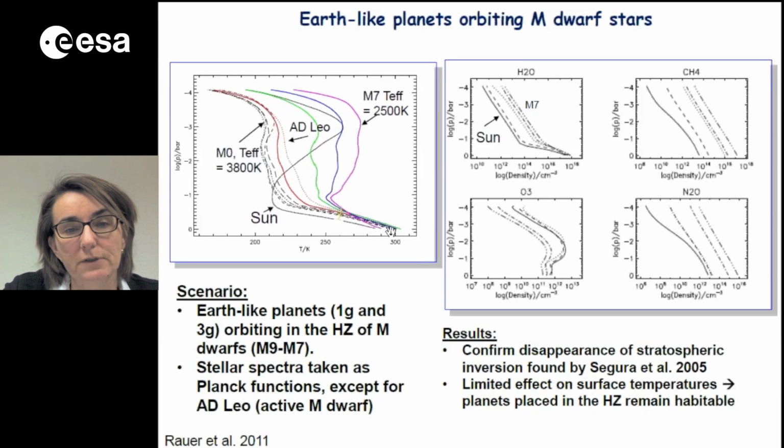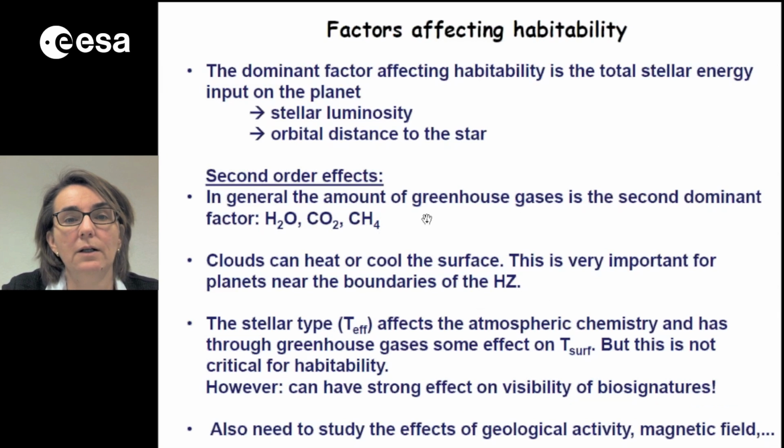However, when we look at the surface temperature, we find that the surface temperatures vary a lot, but they are always in the habitable range. That means if you place the Earth in the habitable zone around an M dwarf star, the temperature might be different. It may be 10, 20 degrees hotter than it is on Earth today. So on Earth it would be a catastrophe for sure, but in general it would not inhibit the development of life. So what are the dominant factors affecting habitability? Well, the dominant factor, as I said, is this total stellar energy input.